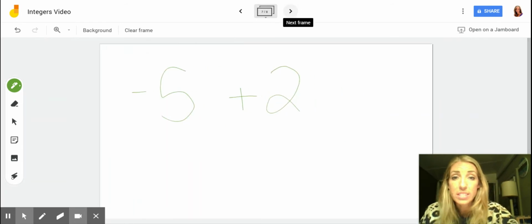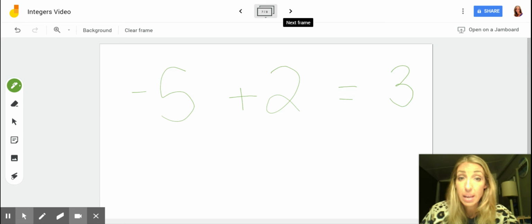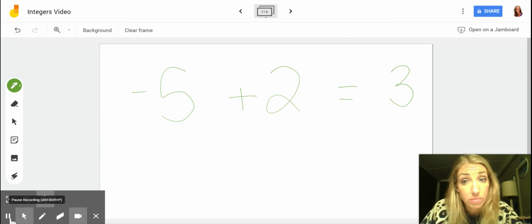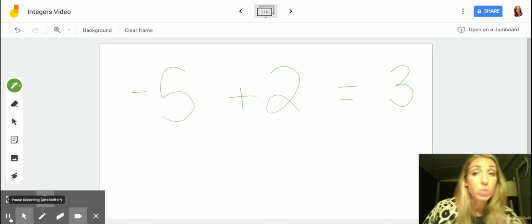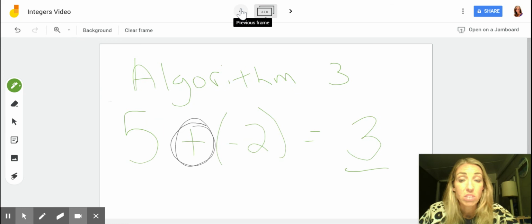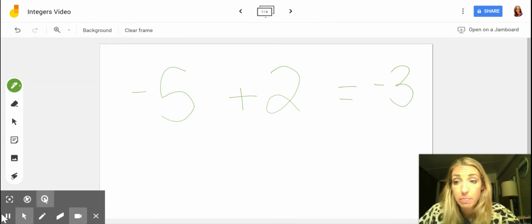So for example, here, negative 5 plus 2, one's negative and one's positive. So I am subtracting the absolute values again. So the absolute value of negative 5 is 5. Absolute value of 2 is 2. So 5 and 2, subtract, we get 3. In this scenario, I had more positives. That's the reason my answer is positive. In this scenario, did I have more positives or did I have more negatives? I had more negatives. So my answer is going to be negative in the end.